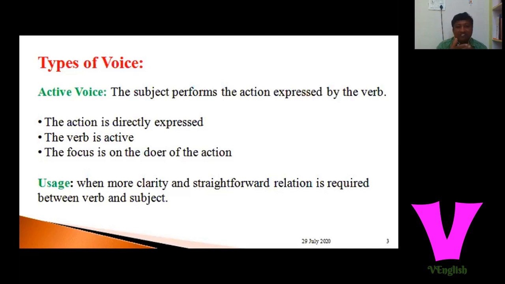The active voice is needed when more clarity and straightforward relation is required between verb and subject. If we know the three, subject, verb, object, and if more clarity is needed, and if we want to say it straightforward, active voice is needed. But why passive voice?